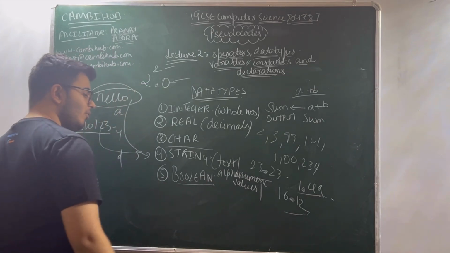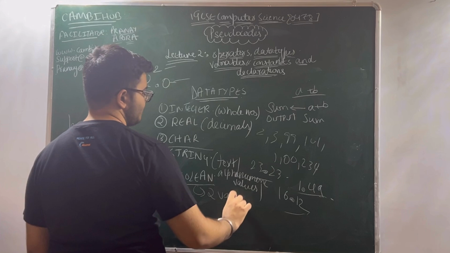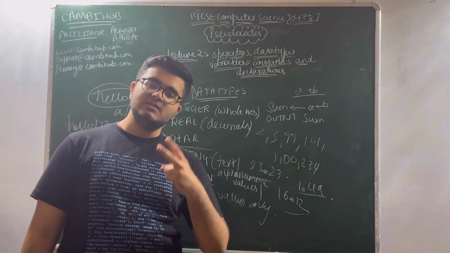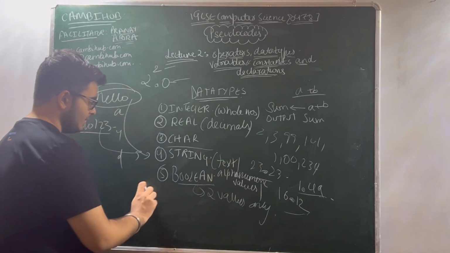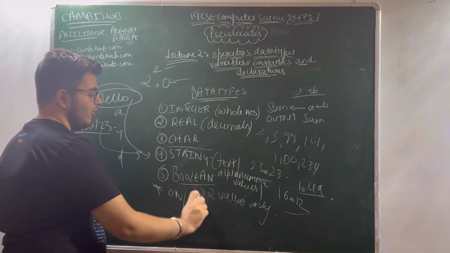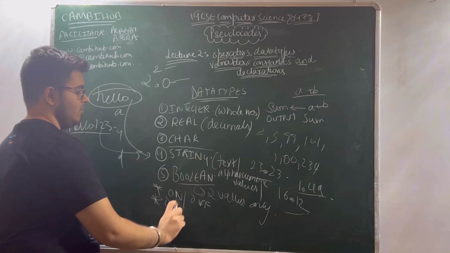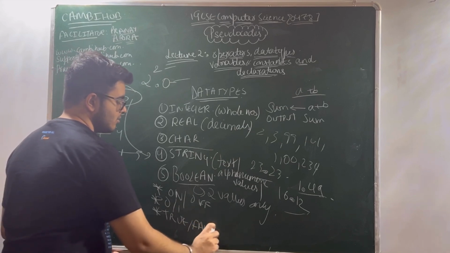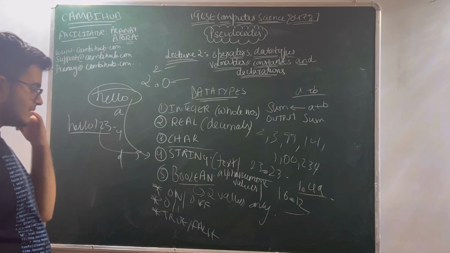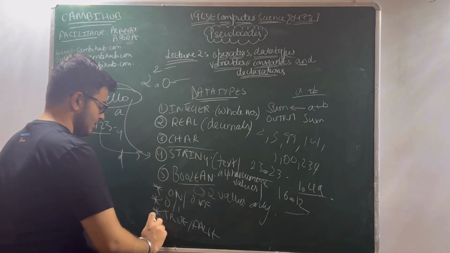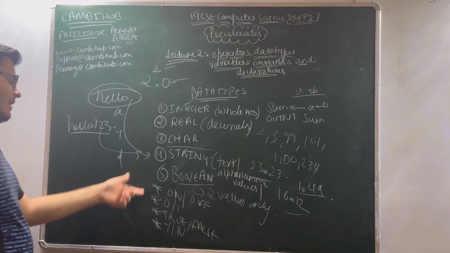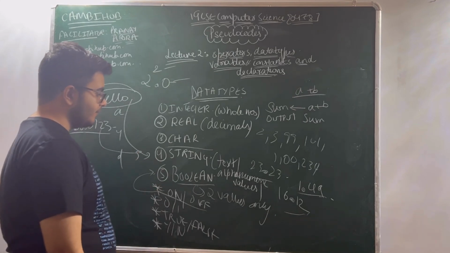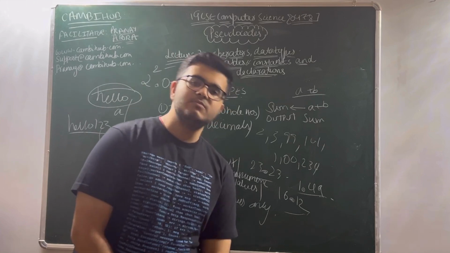Boolean. Boolean means two values only. If I have to create a variable that only has two values like on or off, or binary 0 or 1, true or false, yes or no. All of these values where I only have two choices are stored in Boolean. These all are the data types in the syllabus. Let's move on to the next topic.